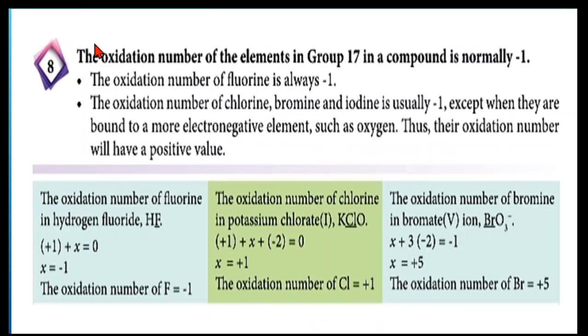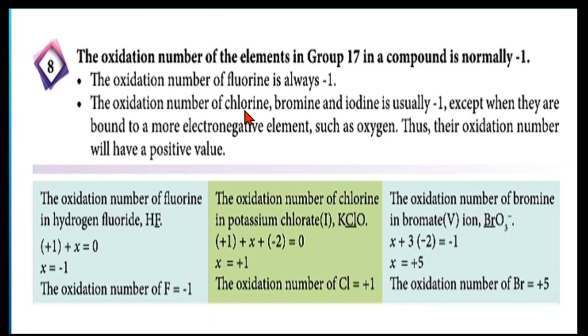Okay, yang seterusnya, the oxidation number of elements in group 17 is normally negative 1. Betul kan? Macam fluorine, macam chlorine, kan? Okay, the oxidation number of fluorine is always negative 1. The oxidation number of chlorine, bromine, and iodine is usually negative 1, except when they are bound to a more electronegative element such as oxygen. Thus, the oxidation number will have a positive value. Okay, ingat fluorine memang sentiasa negatif 1.